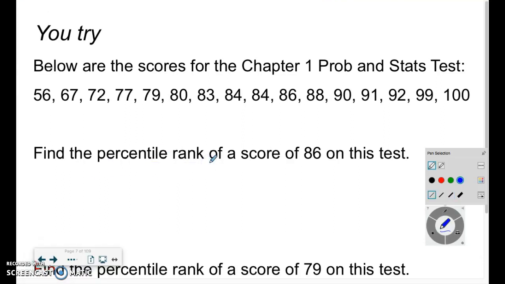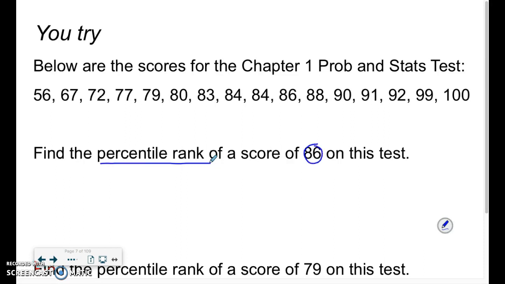You should have tried this on your own before you view this video, and then you can check your work with this video. First, I'm going to count how many tests I have. 1, 2, 3, 4, 5, 6, 7, 8, 9, 10, 11, 12, 13, 14, 15, 16. There's 16 tests. And I am looking for the 86, which is this particular person right here.